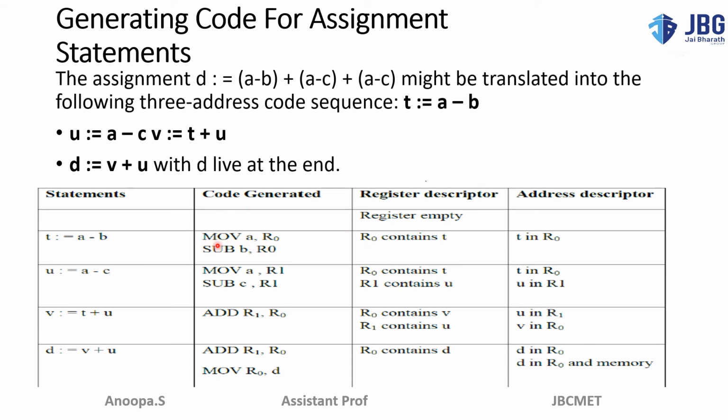In the table you can see the statement T equal to A minus B with the corresponding code generated: move A comma R0, sub B comma R0. The register descriptor says R0 contains T, and the address descriptor says T is in R0. Then U equal to A minus C: move A comma R1, sub C comma R1. So R0 contains T, R1 contains U, and the address descriptor says T in R0, U in R1. Thus you can see the details of V equal to T plus U and D equal to V plus U.